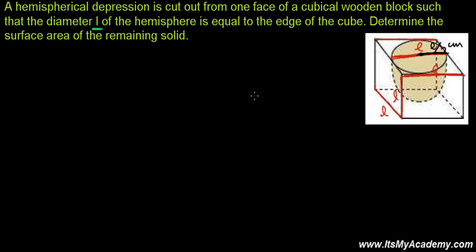In the process of finding the surface area of this solid, what do we need to do first? We need to find the total surface area of this cuboid, a cube actually. And then we'll add the curved surface area of this internal section, the curved surface area of this hemisphere. And once we do that, we have to further subtract this particular circle.